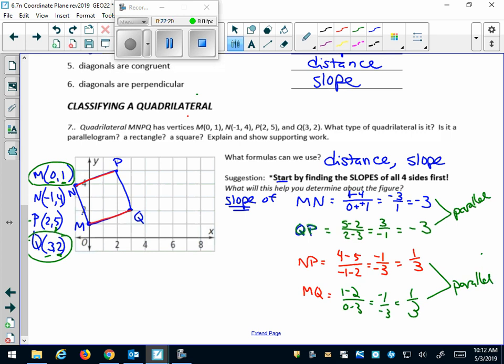Okay. What about, are there any right angles? Because slope is supposed to help us find if there's any right angles. Are there any right angles? Well, which formula do we use to figure out if there's right angles?